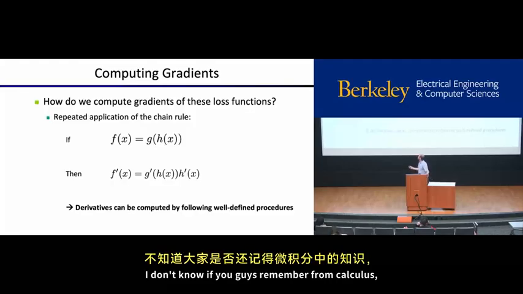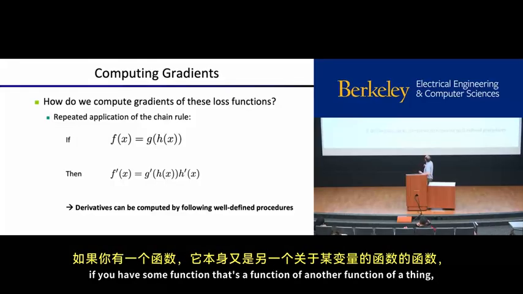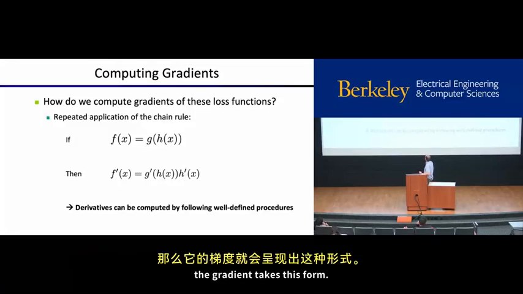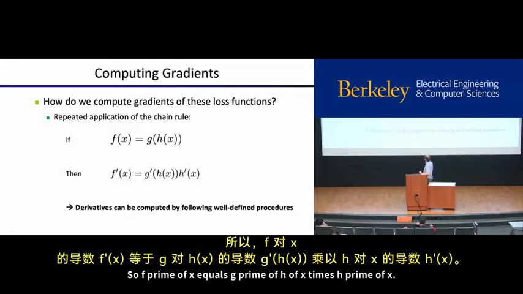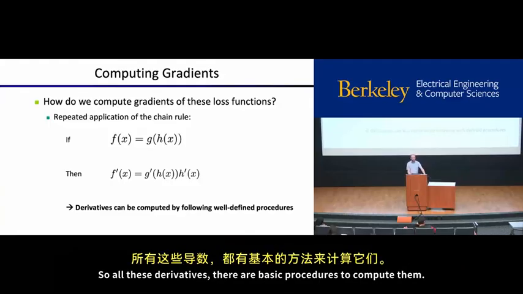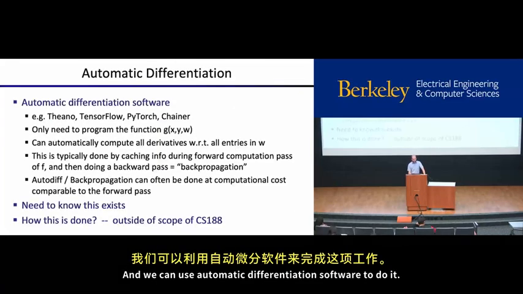I don't know if you guys remember from calculus, if you have some function that's a function of another function of a thing, the gradient takes this form. So f prime of x equals g prime of h of x times h prime of x. So all these derivatives, there are basic procedures to compute them, and we can use automatic differentiation software to do it.